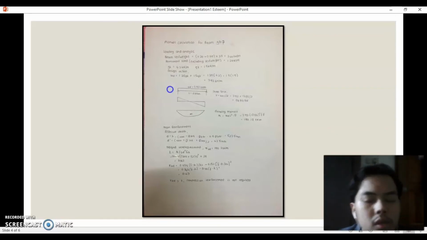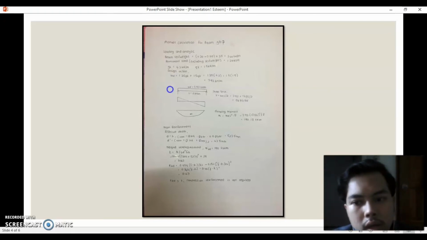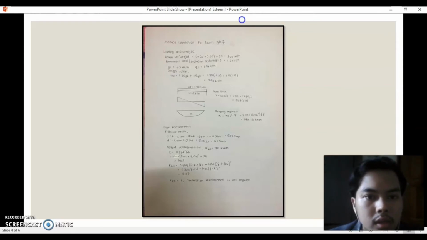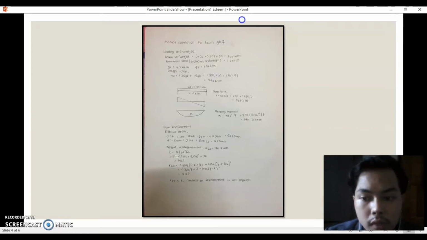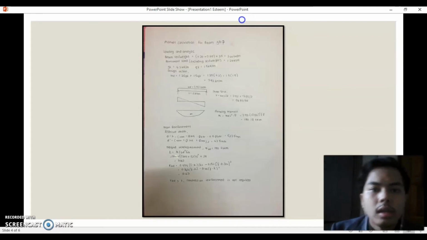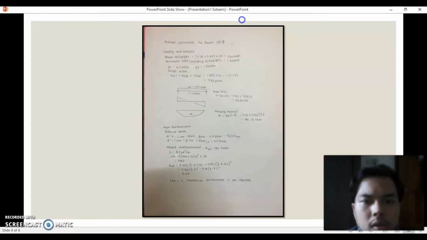First, we need to do the loading and analysis. As usual, we calculate the beam self-weight: 0.20 times 0.60 times concrete unit weight 25, and we get 3.0 kN per meter. The permanent load also gives 1.2 kN per meter, and the given Gk is 4.2 and Qk is 1.5. We calculate the design action using the formula Wd equals 1.35 Gk plus 1.5 Qk, and we get a design action of 7.92.